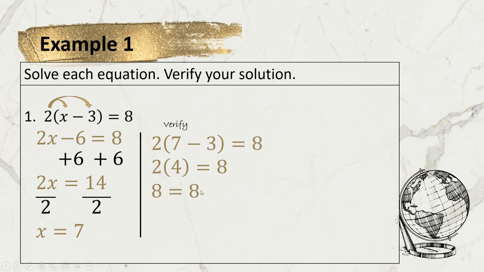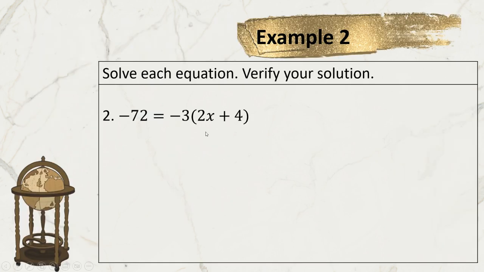So if we get a true statement like this, 8 equals 8, then we know that our solution that we found originally is correct. Okay, so x is equal to 7. We checked it by verifying our solution, and we found it to be true, so we're good. Okay, checking number 2. Okay, same thing.